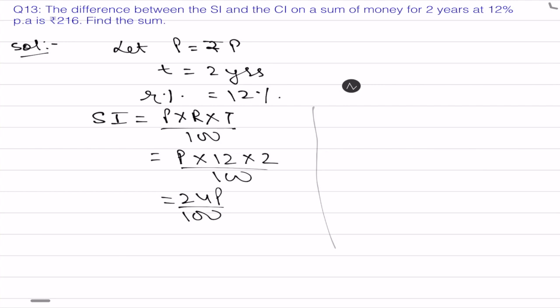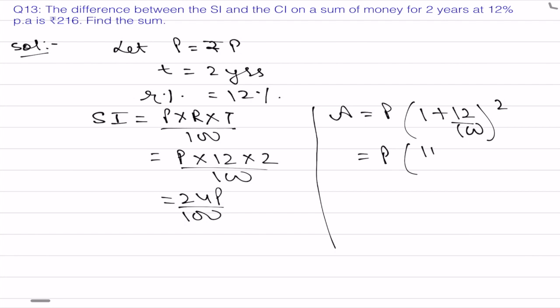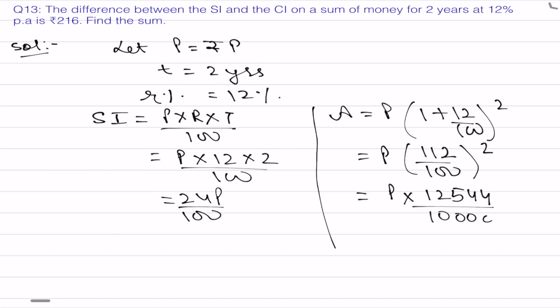Now second, we will find out the compound interest. So first we will find out the amount. Amount is P into (1 plus 12 upon 100) raised to the power 2. So this is P into (112 upon 100) whole square. So after solving, we will see it becomes P into 12,544 upon 10,000. This is the amount.